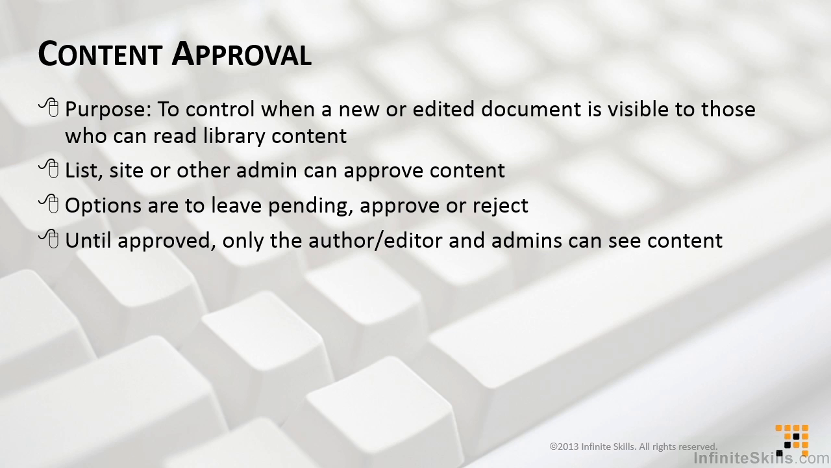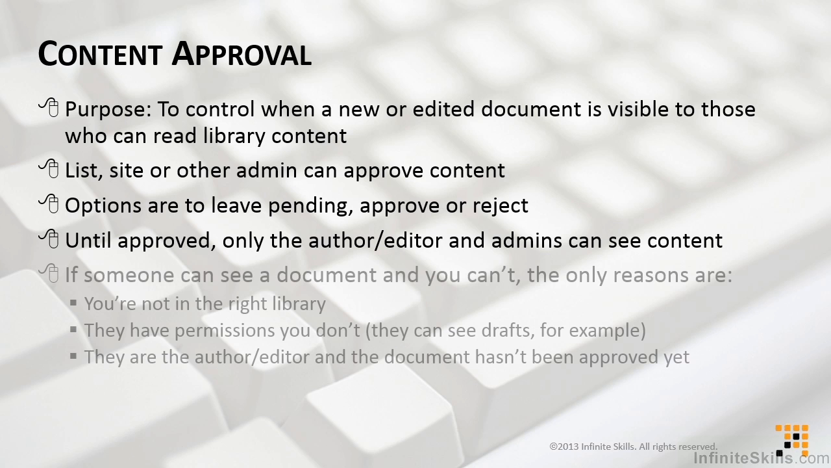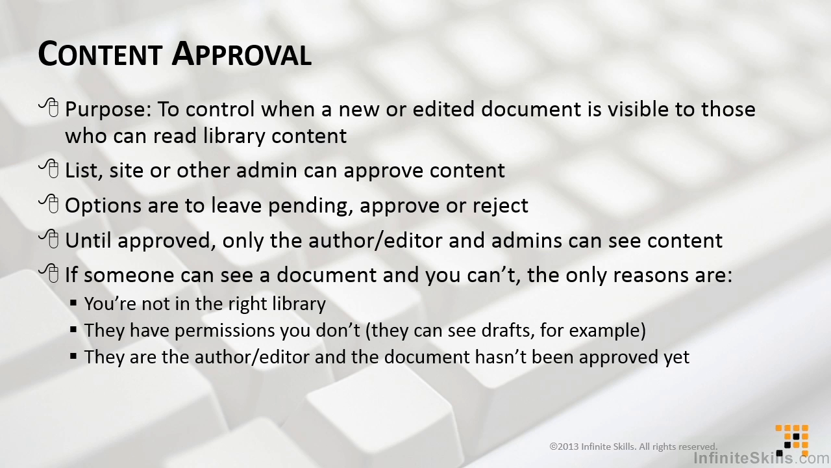What you need to remember, though, is that we only have a very few reasons why you might not be able to see a document in a library that somebody else tells you is there and that they can see. One is that you're not in the right location. The second is that they have permissions in that library that you don't. And the third, now that we've talked about content approval, is that they are the author or the editor and therefore can see it because it's still pending, but you can't because it hasn't been approved yet. Like check-in and check-out, this feature is either on or it's off.